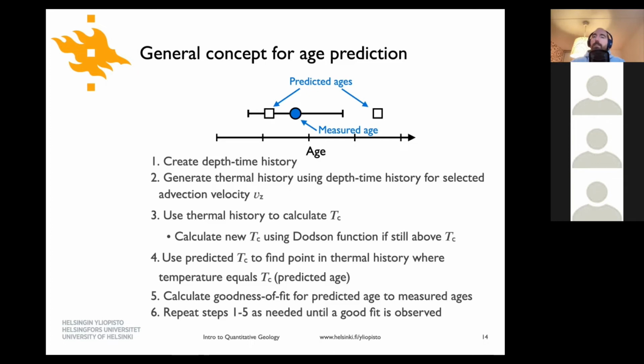I just have a question. So let's say that you have to repeat steps 1 to 5 until you get a good fit. But don't you have to change something? I'm kind of confused, because if you just repeat the same thing, you have to change something for it to be a good fit, right? So what do you need to change?